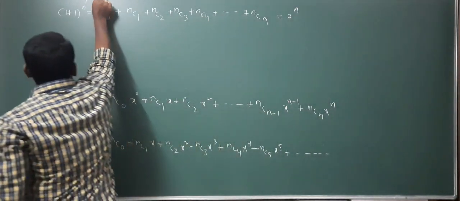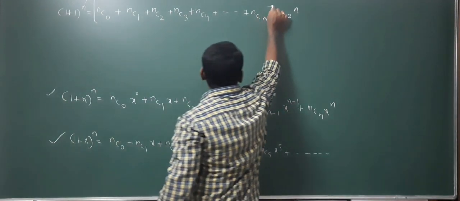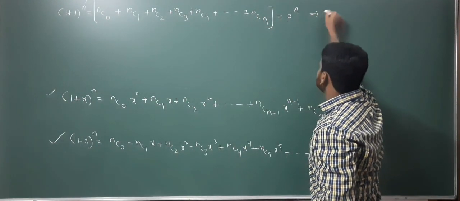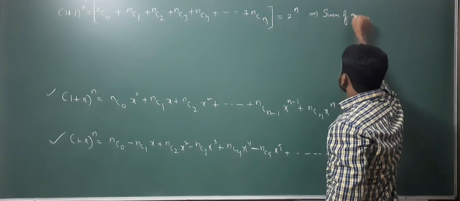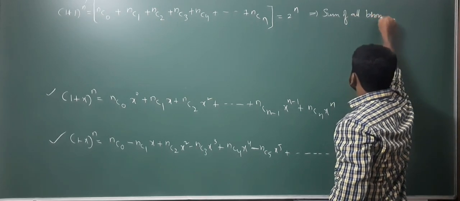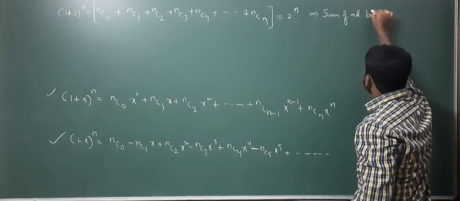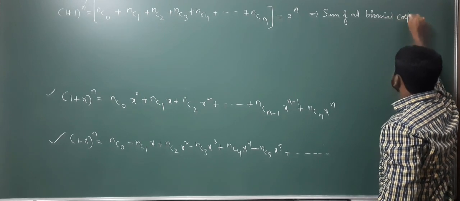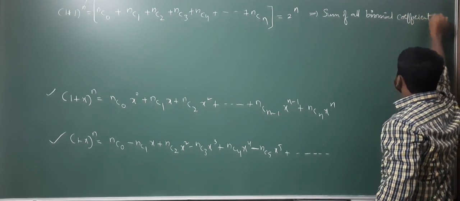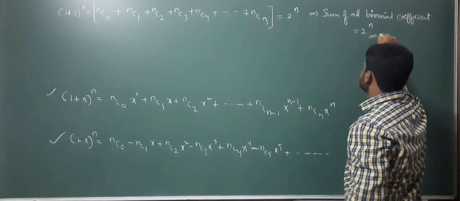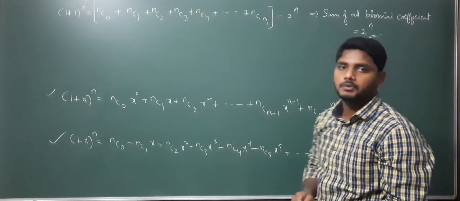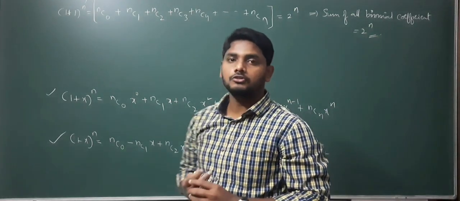That means, what you can observe here is the sum of all binomial coefficients. Sum of all binomial coefficients is equal to what? The formula is 2 power n. Sum of all binomial coefficients is equal to 2 power n.